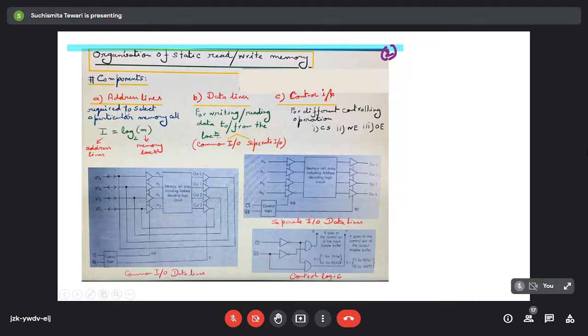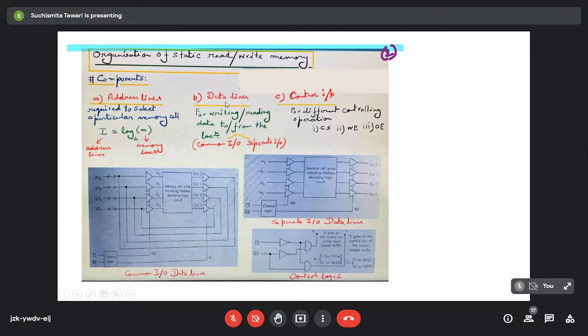So what do we need these address lines for? Address lines means some bus through which the address is flowing. What do we mean by address? Address actually denotes the particular location of a memory cell, that is, which memory cell needs to be activated in order to read from or write into. So those lines that carry the address bits are called address lines.